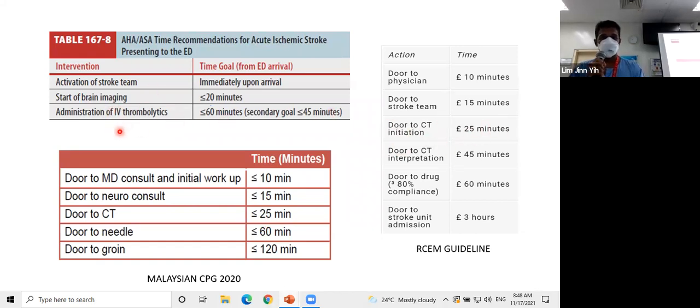Finally, administration of thrombolytics, door to needle, less than 60. If you look at it, less than 60. Even the UK follows the same time guideline, which is 60 minutes as well. So overall, there is not much difference in terms of the minutes between all these guidelines.